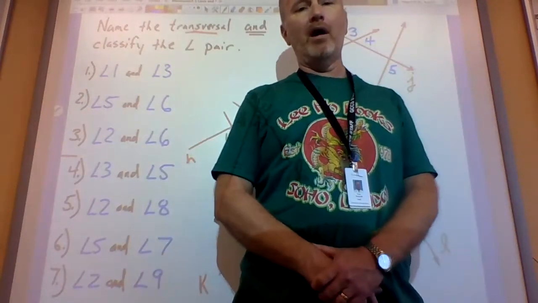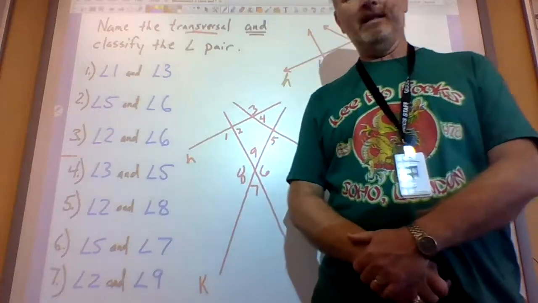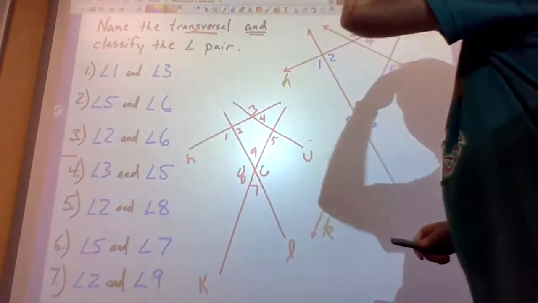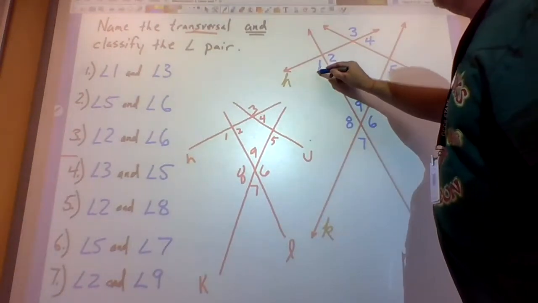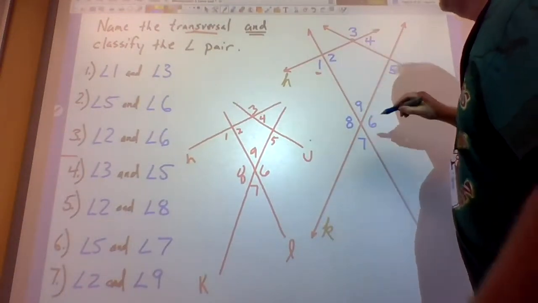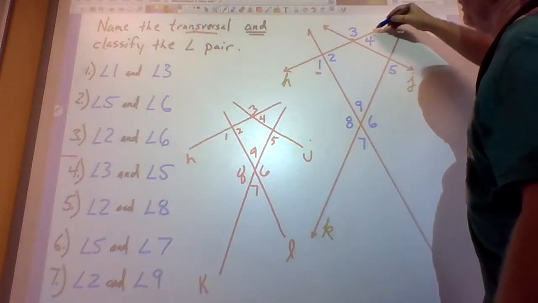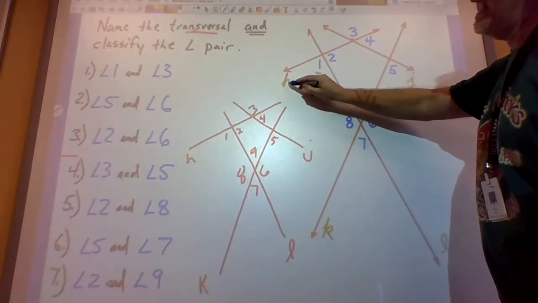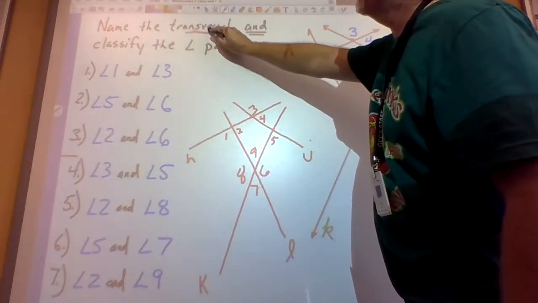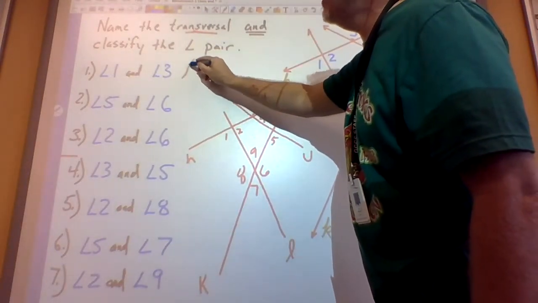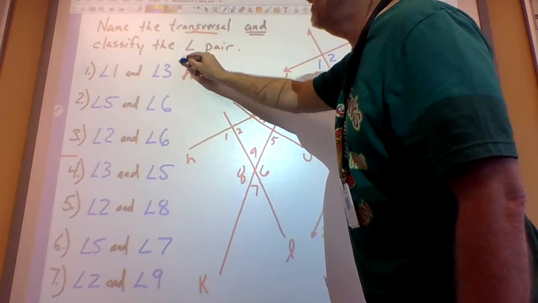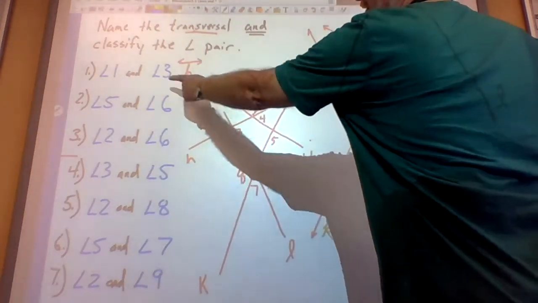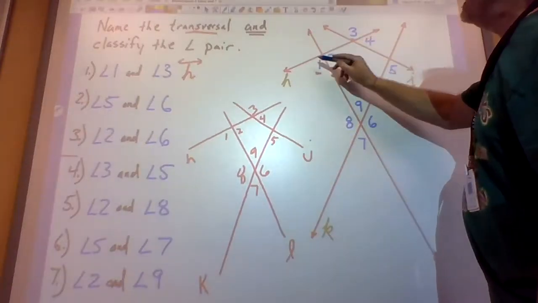Okay, so there's the drawing that we're going to use, and again, I'll process the first one, and then I'll pause and let you all do the next two. So angle 1 and angle 3. All right, so here's angle 1, here's angle 3. Right away, they're connected by line H. So that's the transversal. So line H, and you're supposed to make that in cursive, and then put a line with arrowheads over it to show it's a line. So my transversal for 1 and 3 is H.